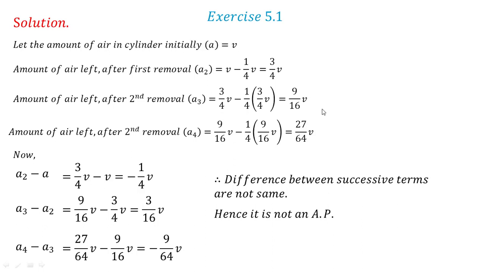So now let us check the common difference, or check the difference between consecutive terms. A2 minus A1 will give me minus 1 divided by 4V. A3 minus A2, if I check, gives me minus 3 divided by 16V. A4 minus A3 gives me minus 9 divided by 64V, and so on. So hence you can see that here the differences are not same. As the difference is not same, I will say that it is not an AP. So this sequence is not in AP, right?